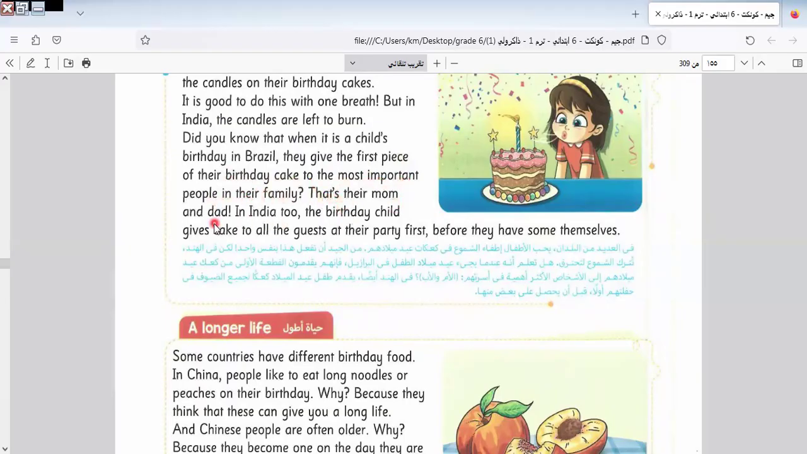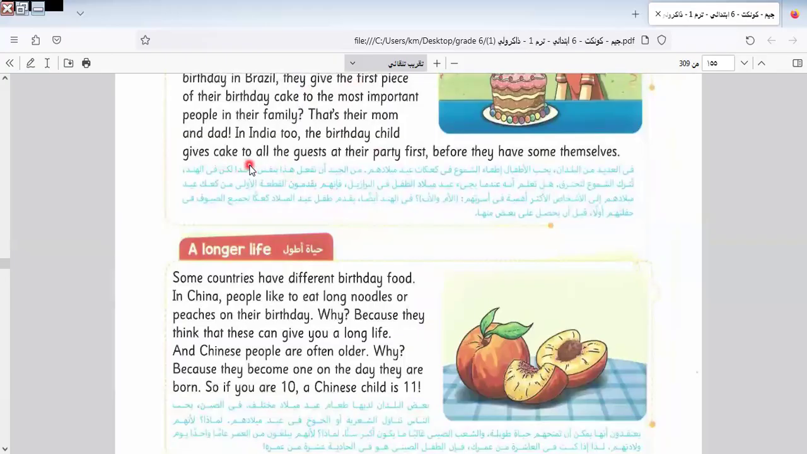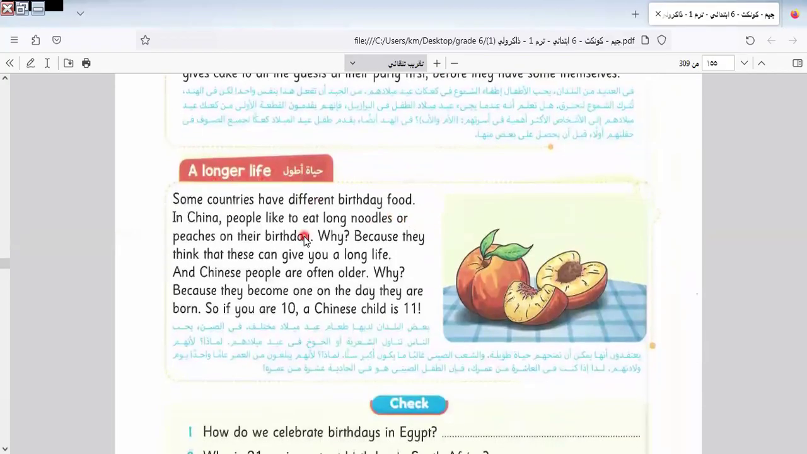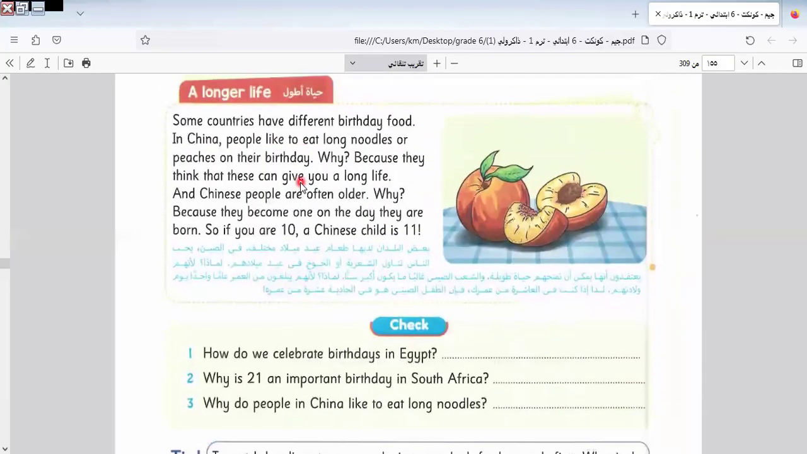That is their mom and dad. In India too, the birthday child gives the cake to all the guests at their party first before they have some themselves. Longer life. So birthday means longer life.